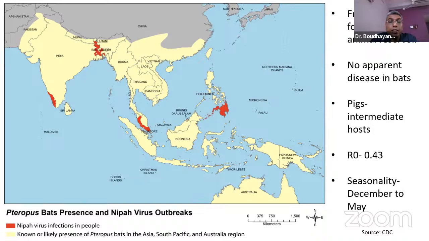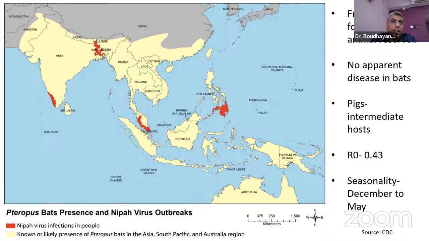So it is very worrisome: if one suspected patient gets admitted to our hospital, then all our healthcare staff are at risk. And usually there is no apparent disease in bats, because bats are the reservoir. They usually carry this virus, and pigs are intermediate hosts.